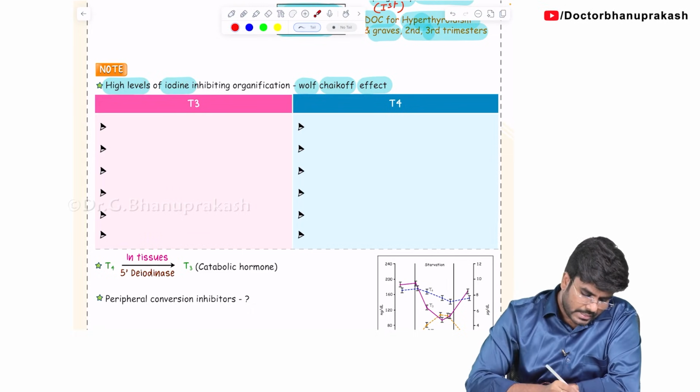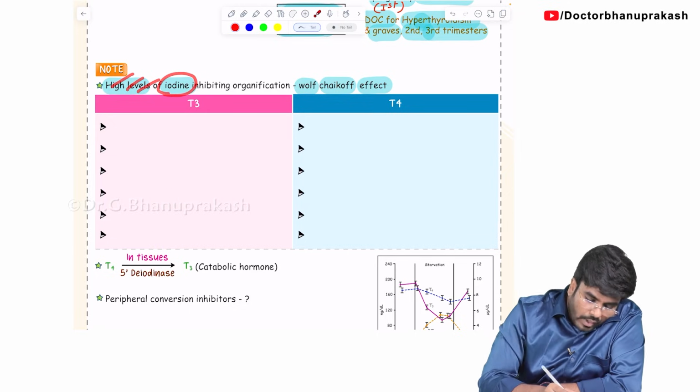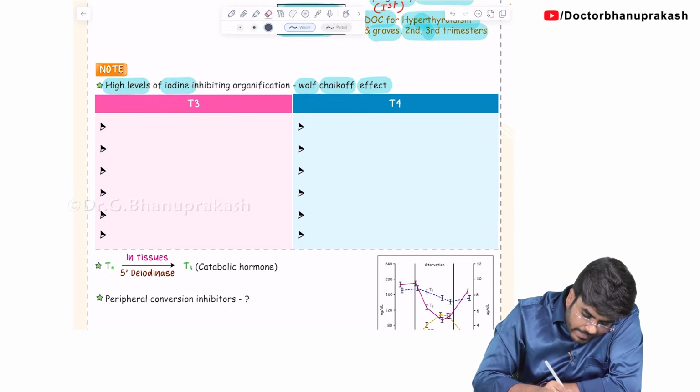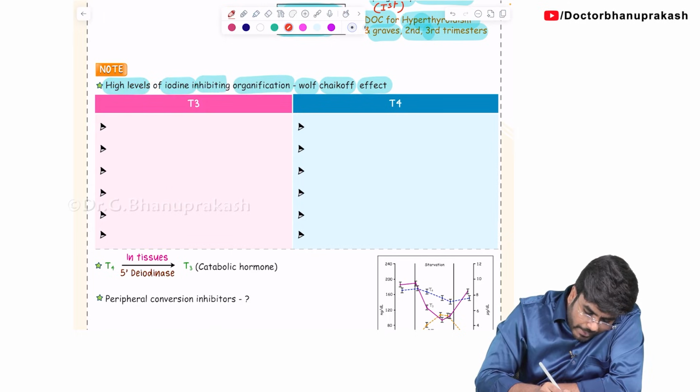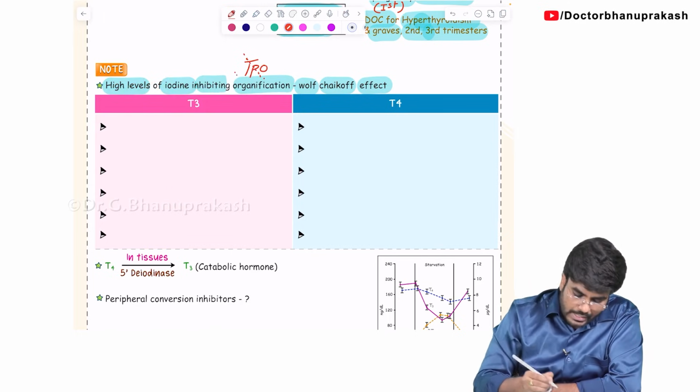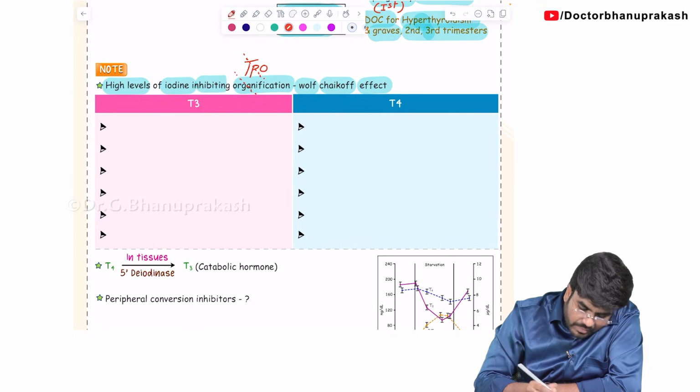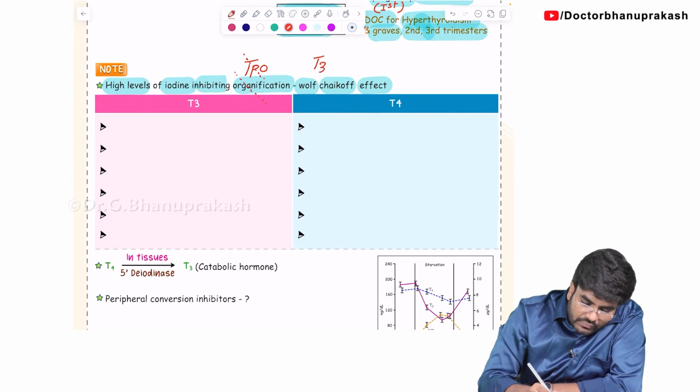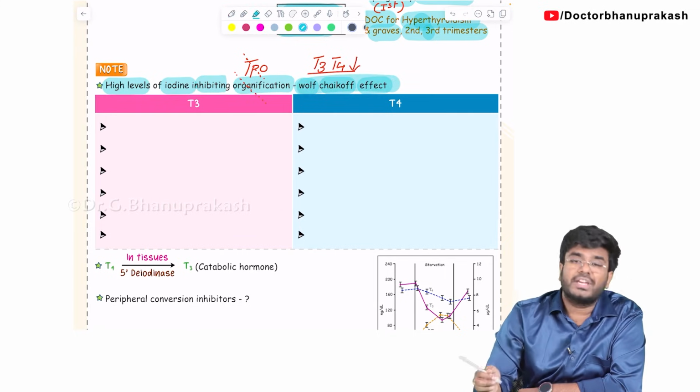Why? Because high levels of iodine inhibit thyroid peroxidase. The thyroid peroxidase enzyme is actually inhibited because of high levels of iodine, especially the organification step. So what happens to T3-T4 hormone production? Decreases. So this effect is called the Wolff-Chaikoff effect.